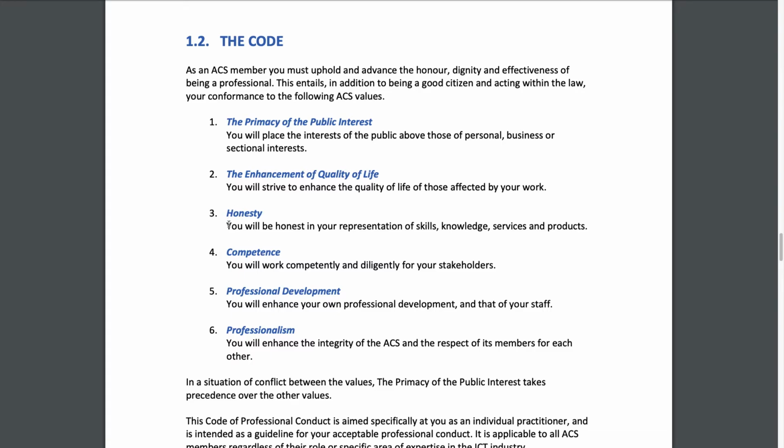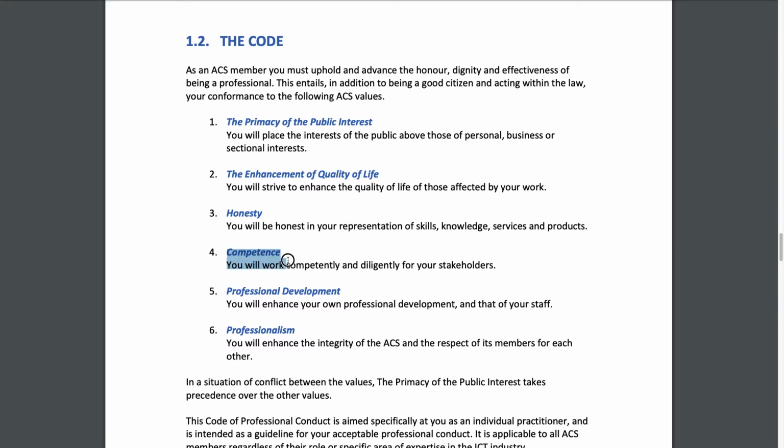Number 3 is honesty, making sure we're being honest in what we do, in the service that we provide, and in the skills that we have. What we mean here is not charging people money for something you haven't done. Okay? Make sure that you're not lying about the things that you've done when you're working for people. Okay? Just generally being honest.